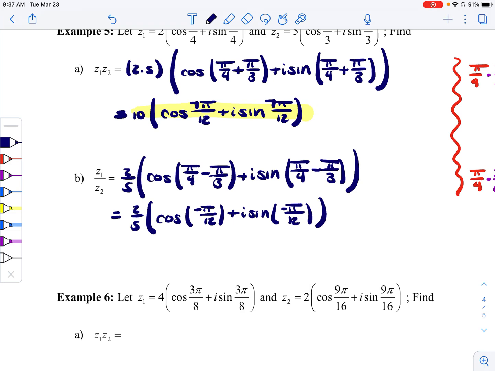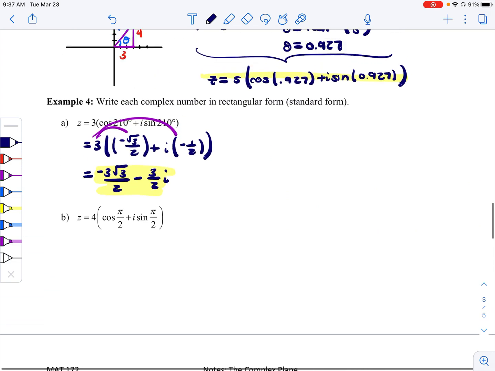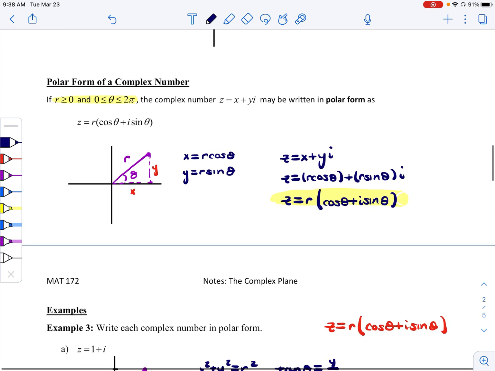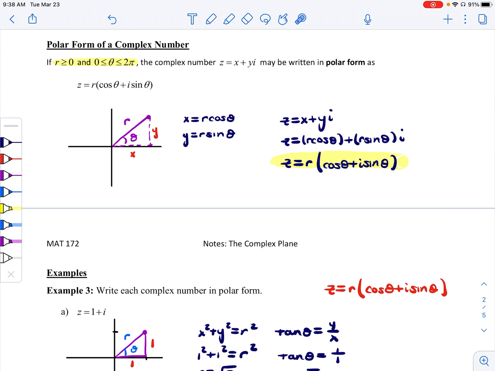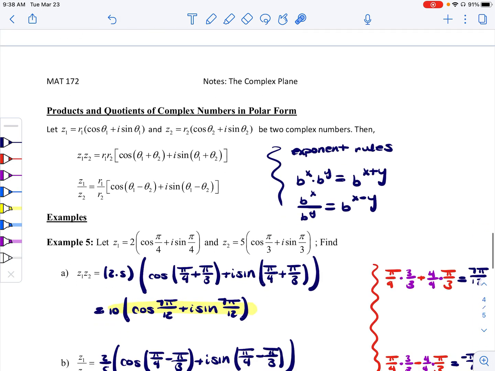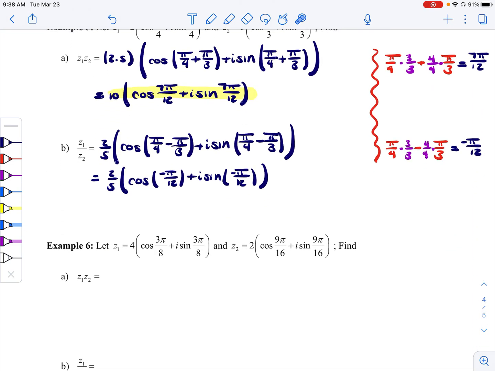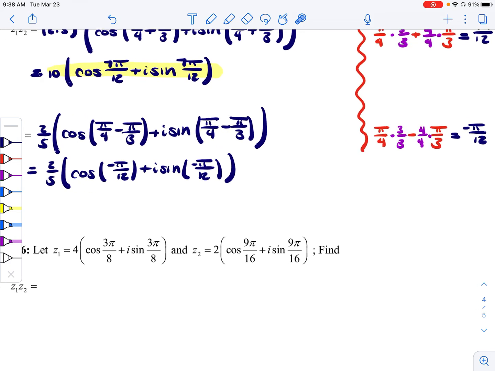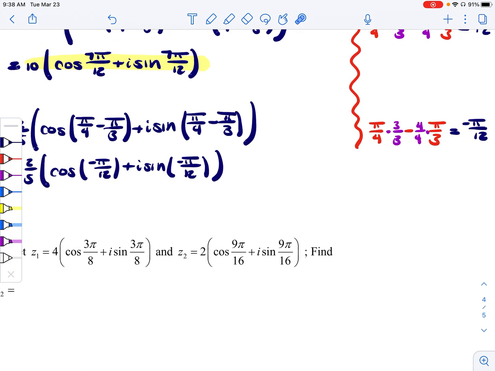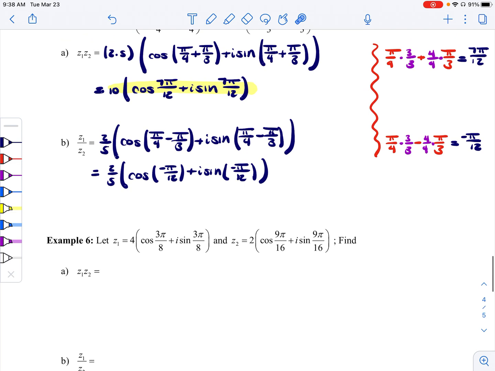Now we're not quite done, because if you go back and look at the definition we originally had for the polar form of a complex number, I told you that the radius has to be positive, but also the angle has to be between 0 and 2 pi. Right now our angle is negative, so we can't leave this as our final answer. Instead of using the even-odd properties to get rid of the negative angle, which would be one possibility, we're going to think of the coterminal positive angle.